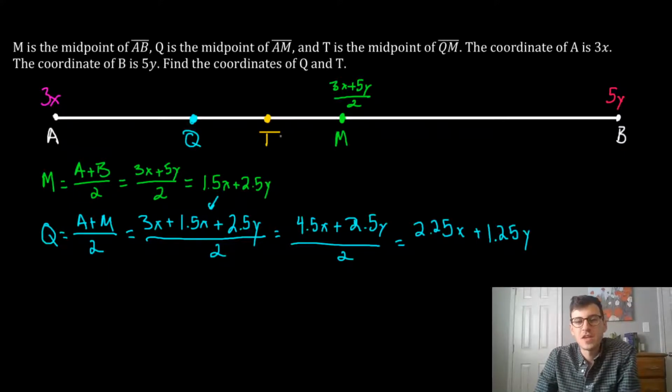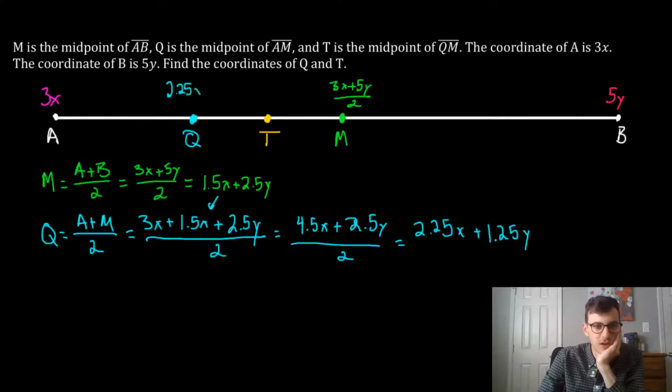All right, well, we'll see how this treats us with T. I don't know, maybe I should have left it like that, but whatever. We're doing what we can here. Okay, so Q is 2.25x plus 1.25y. And okay, so now we're solving for T, right? We're trying to figure out what T is.